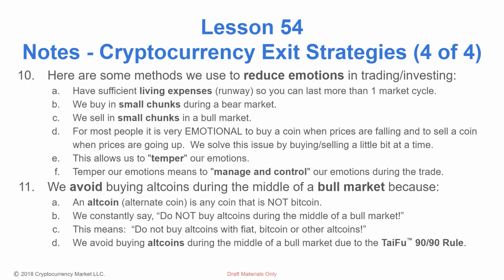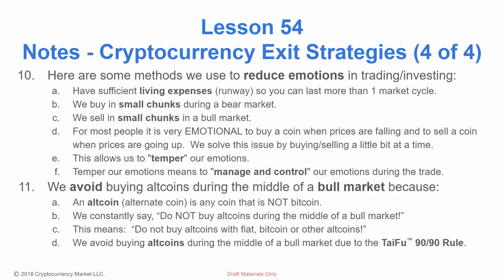Also, we don't buy altcoins during the middle of a bull market anyway, or any coins. And when we say do not buy altcoins during the middle of a bull market, this means do not buy altcoins with fiat, with Bitcoin, or with any other altcoins. Just don't do it, okay? Now, when we sell coins to buy bigger cap coins to reduce our portfolio, that's completely different. Like if I have 10 coins and I want to reduce my portfolio from 10 coins down to 5 coins, and I take those 5 coins and sell and buy Bitcoin with it, that is not buying altcoins during the middle of a bull market. That's reducing our portfolio so that we can ride out the trend longer.